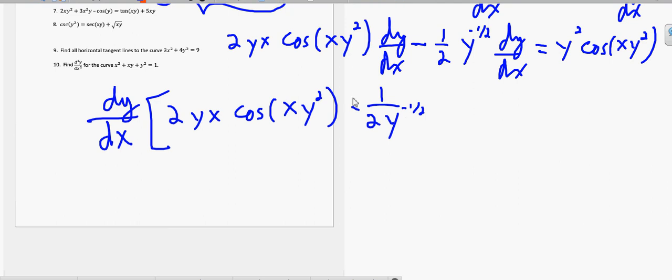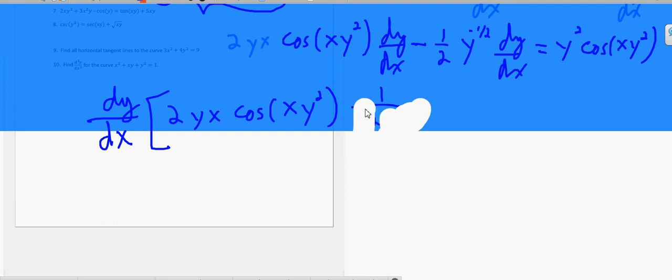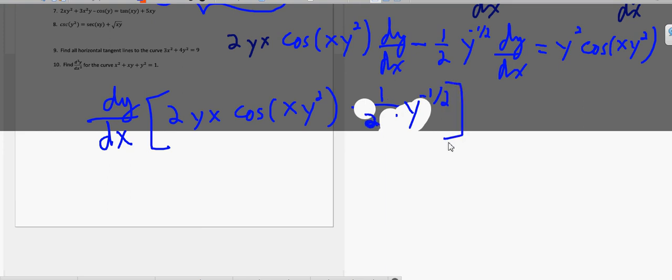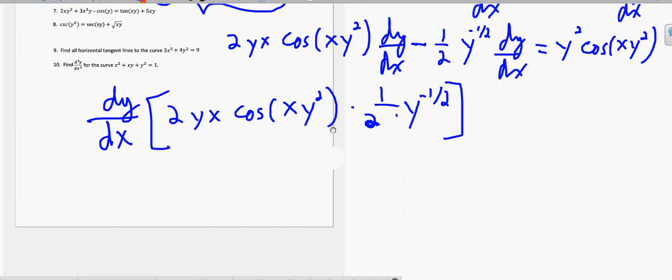Where's my eraser? Sorry about that. What is going on? You are a total piece of junk. What just happened here? There we go.